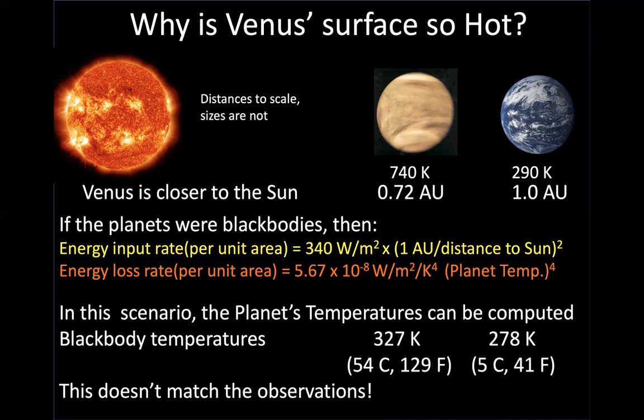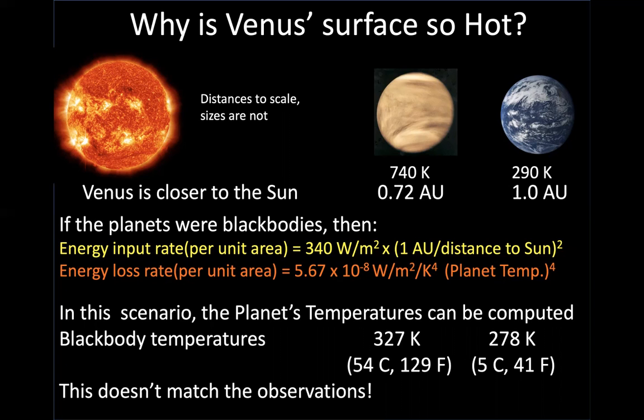For Venus, though, this doesn't work. Venus, you do that same calculation, and it's a bit warmer. It's 327 Kelvin, but that's 129 degrees Fahrenheit, which is uncomfortably hot, but not 740 Kelvin, which is 900 degrees hot. And this assumes that these objects are black bodies, which is not true.